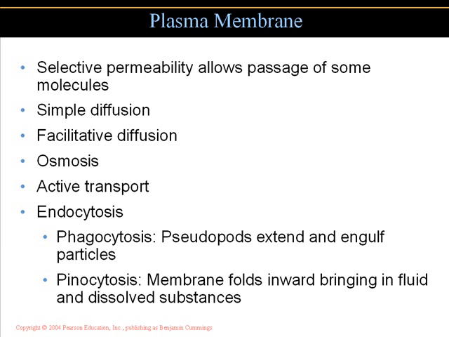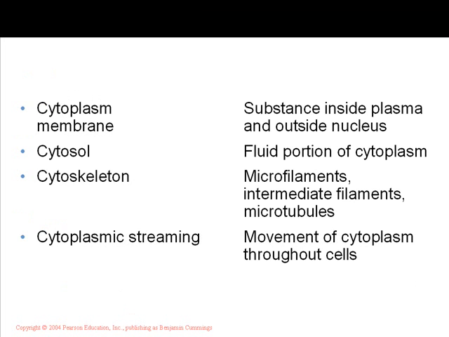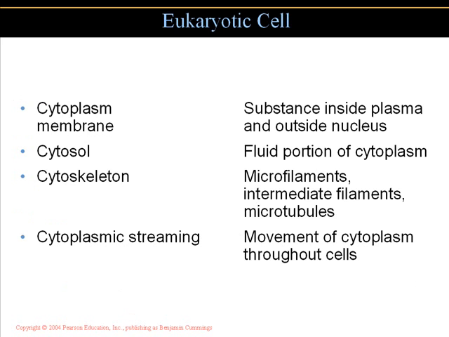Phagocytosis, pseudopods extend and engulf particles. Pinocytosis, the membrane itself folds inward, bringing in fluid and dissolved substances. In the eukaryotic cell, again, the cytoplasm is the substances inside the plasma membrane and outside the nucleus. It's where the cytoplasm would be located. Cytosol is the fluid portion of the cytoplasm. The cytoskeleton is the microfilaments, intermediate filaments, and microtubules. And cytoplasmic streaming is the movement of cytoplasm throughout the cell.